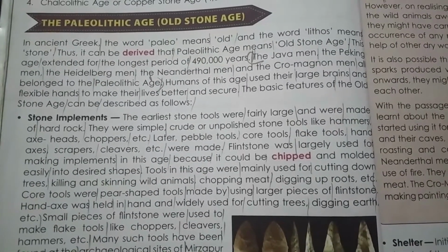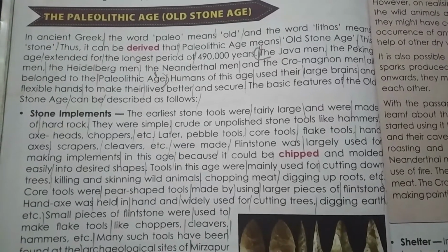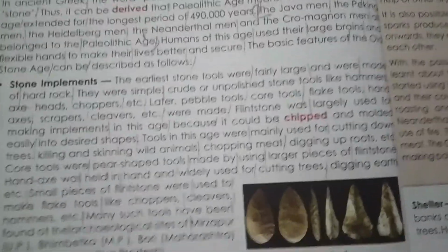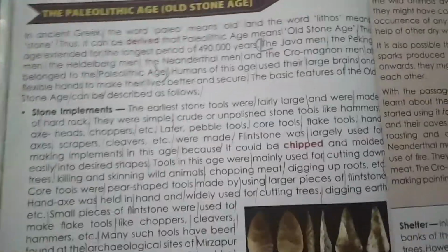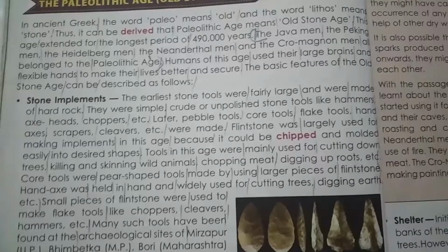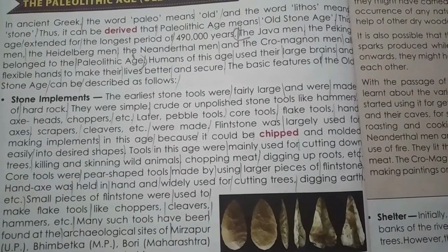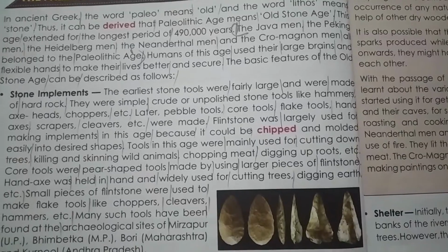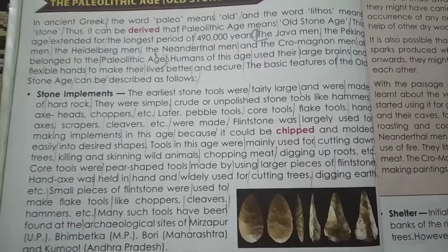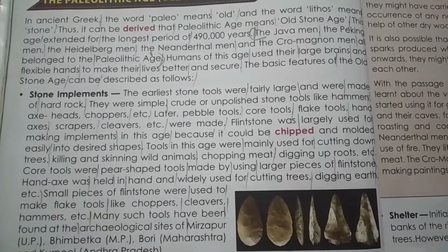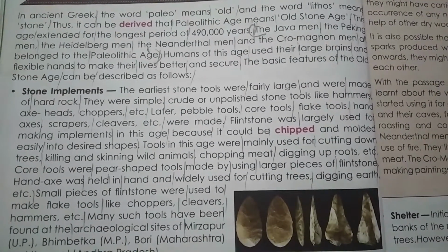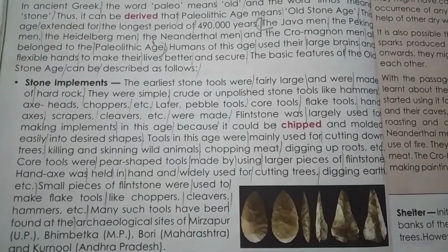The basic features of the Old Stone Age can be described as follows. What are the main basic features of this particular age? Stone implements: the earlier stone tools were fairly large and were made of hard rock. Very simply, earlier humans were using rock and stone pieces as tools. They were very large and made out of rocks.